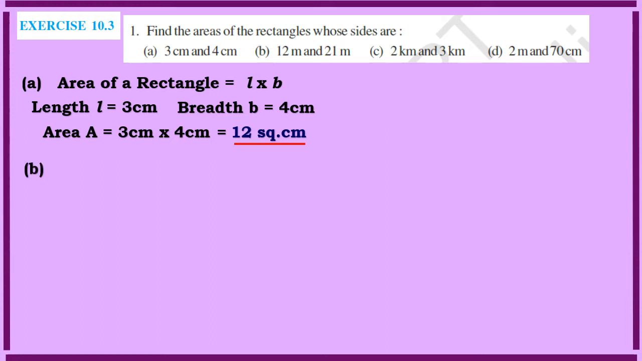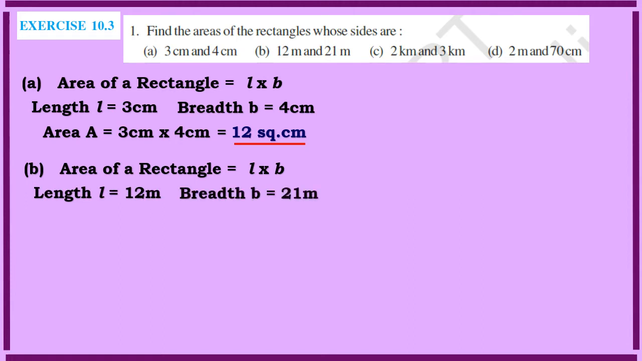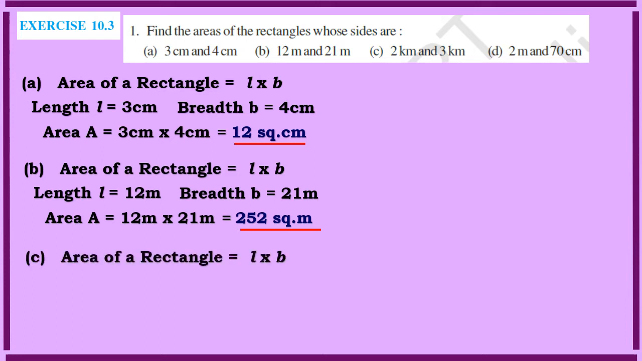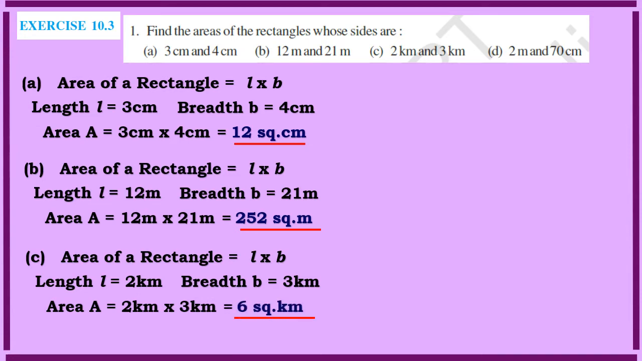Then B. What is the question? Area of the rectangle L into B, and here length is 12 meter and breadth is 21 meter. So the area is 12 into 21, that is 252 square meter. Now question C. Again area of the rectangle L into B, length is 2 kilometer and breadth is 3 kilometer and the area is 6 square kilometer.